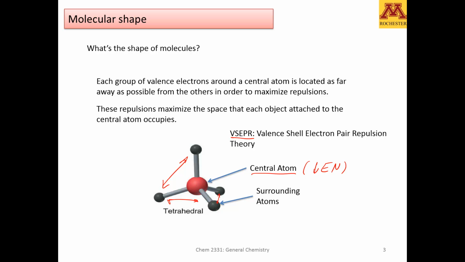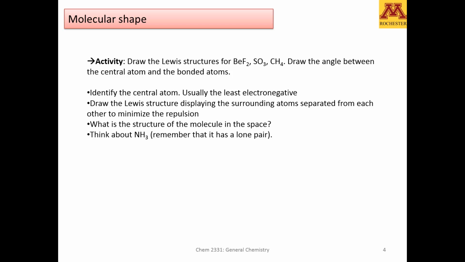Okay, so let's see if we can figure out some simple structures just by looking at the Lewis structure. So in this case, let's say that we want to draw the Lewis structure of these three different compounds, and we will apply the principles that we just said. So identify the central atom, draw the Lewis structure, and come up with what is the orientation of the surrounding atoms in the space. So if we start with beryllium fluoride, beryllium is the least electronegative, so we will go in the middle, and two fluorines. Beryllium only has two valence electrons, so it can only form two bonds.